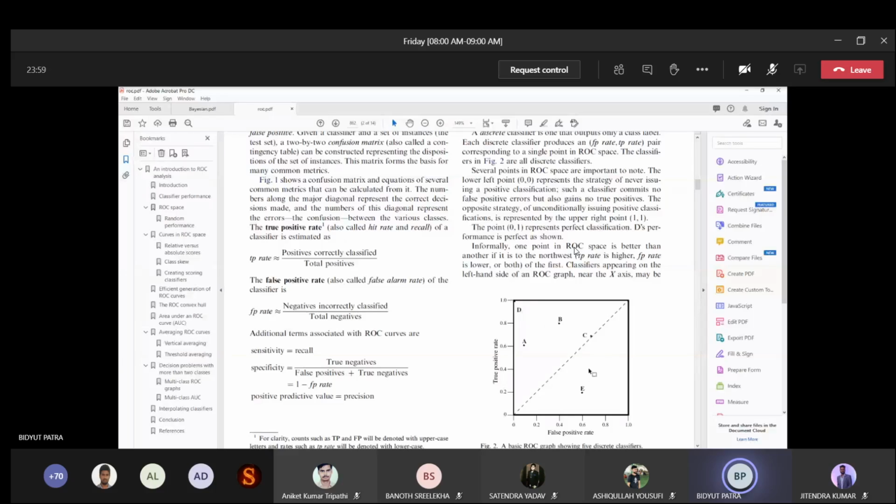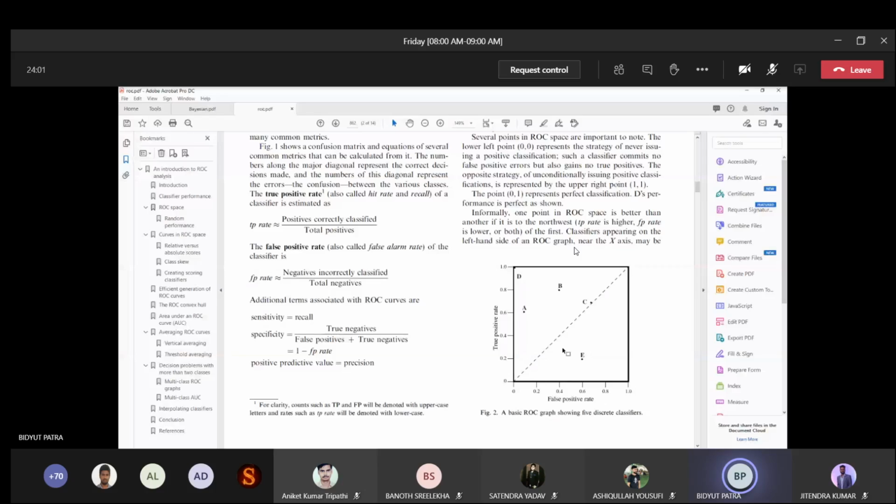Now what we did here is we plotted the false positive rate along the x-axis and the true positive rate along the y-axis. And there are 5 classifiers in fact. One classifier is here, which means it has a false positive rate of above 50%, and the true positive rate is also quite good. But it is just above this line, which indicates a random classifier.